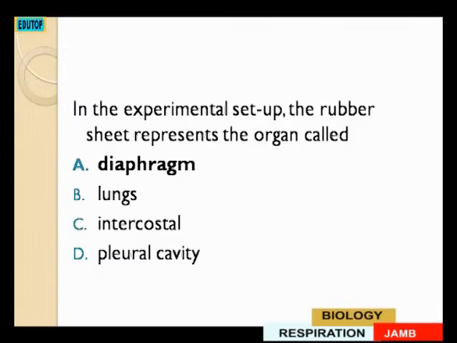Then the next question: in the experimental setup, the rubber sheets represent the organ called what? A, diaphragm. B, lungs. C, intercostal muscle. D, the pleural cavity. I have told you earlier what each of the components of the bell jar represented.